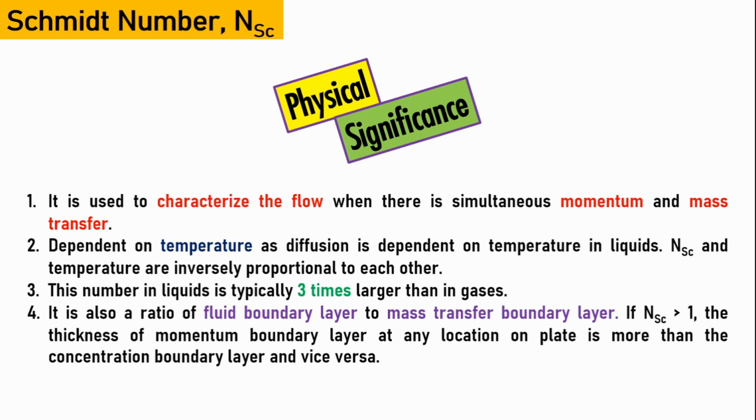Also, if you want to compare between liquids and gases, the Schmidt number for liquids is 3 times larger than for gases. Again, the Schmidt number can also be defined in terms of boundary layer thickness. The Schmidt number is defined as a ratio of fluid boundary layer to mass transfer boundary layer. And from this definition, you can see that if the Schmidt number is greater than 1, this means the thickness of the momentum boundary layer at any location is more than the concentration boundary layer. And if the Schmidt number is less than 1, the vice versa will be true.